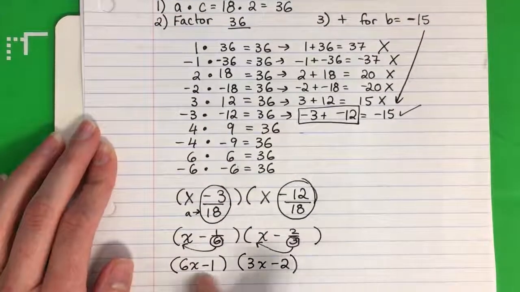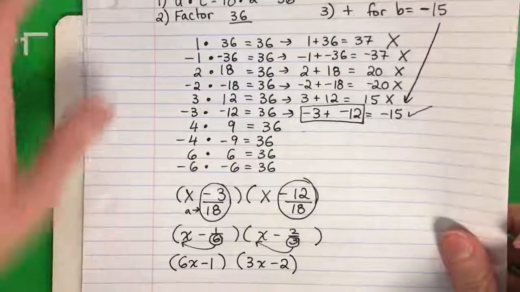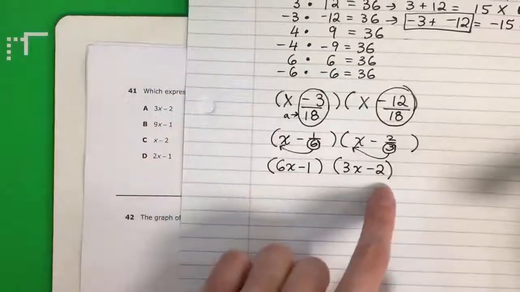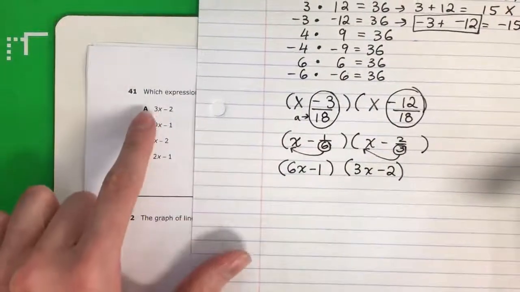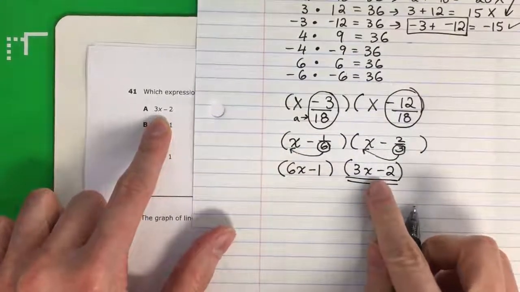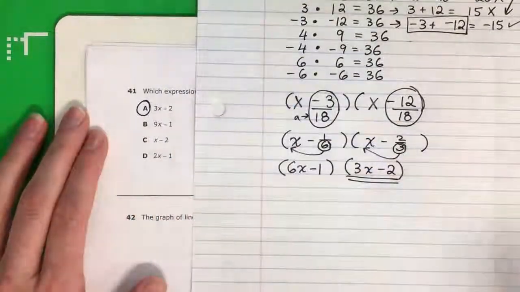So my answers are right here. Now I will need to look and see which one of these is here. And I see 3x minus 2. So my answer is A for number 41.